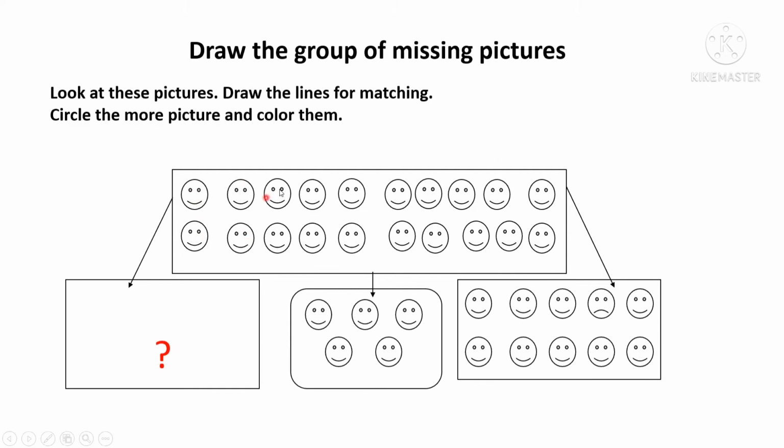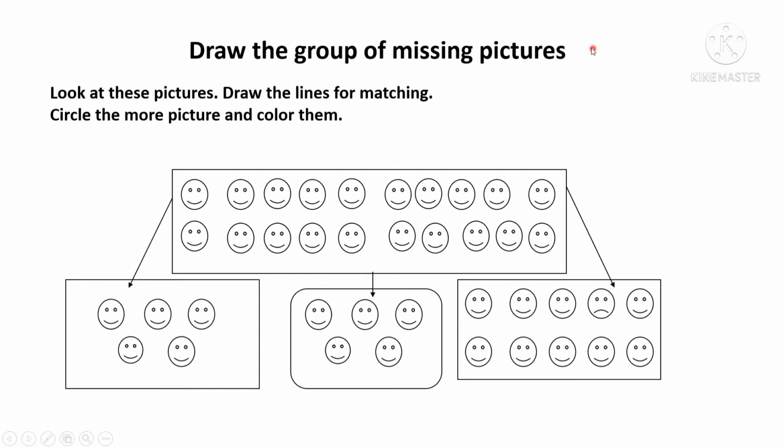1, 2, 3, 4, 5, 6, 7, 8, 9, 10, 11, 12, 13, 14, 15, 16, 17, 18, 19, 20. There are 20 smiley faces in this box. Now it has been split into a box of 10 smileys, a box of 5 smileys. What's missing? 10 smileys and 5 smileys. There are 15 smileys. Now what's missing is 5 more smileys. So we put 5 more smileys in here.